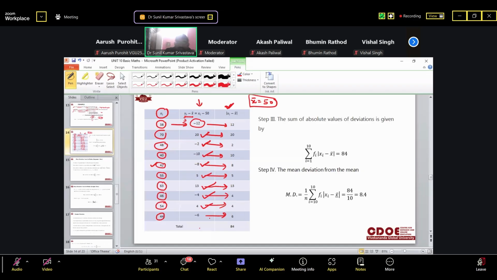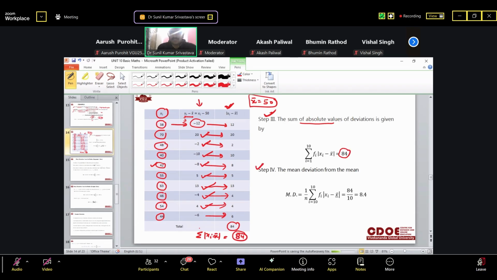Plus 6. And we have to take the sum of all these observations. That total sum is denoted by the sum of all the observations of absolute values, and the answer is 84. So we proceed to the next step. We take the deviations and find the sum of their absolute values. The sum of absolute values of the deviations obtained is equal to 84.